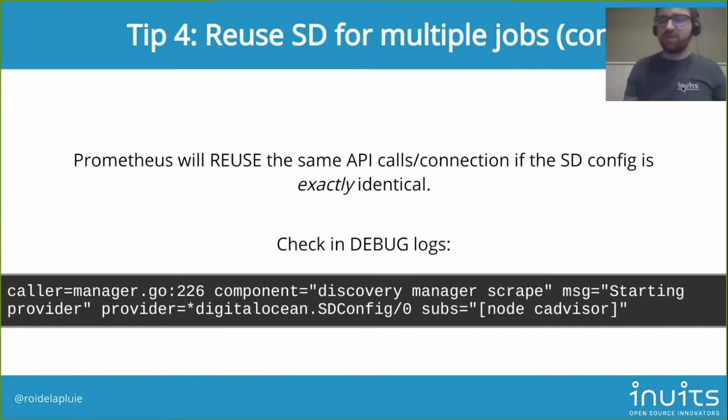To see that it is actually working, you need to enable the debug logs, and then you will get a line, and at the end of the line you will see discovery manager scrapers, starting provider, and then you have the subs, which are the jobs for which this service provider will be actually used. So in this case we see subs equal node and cAdvisor.